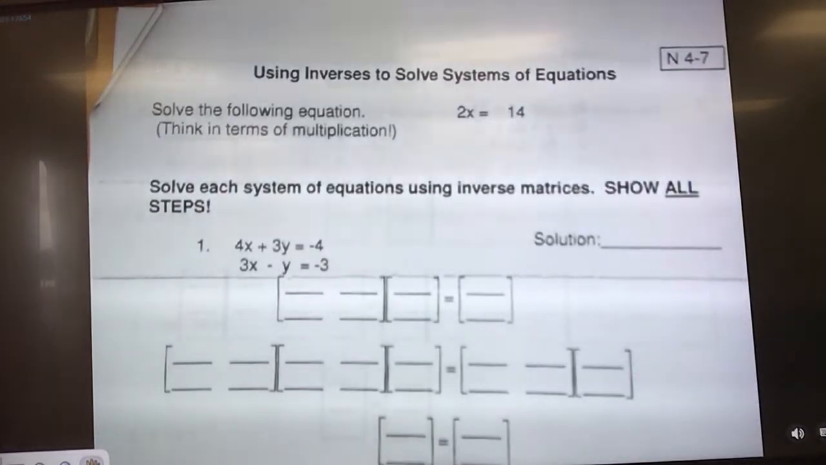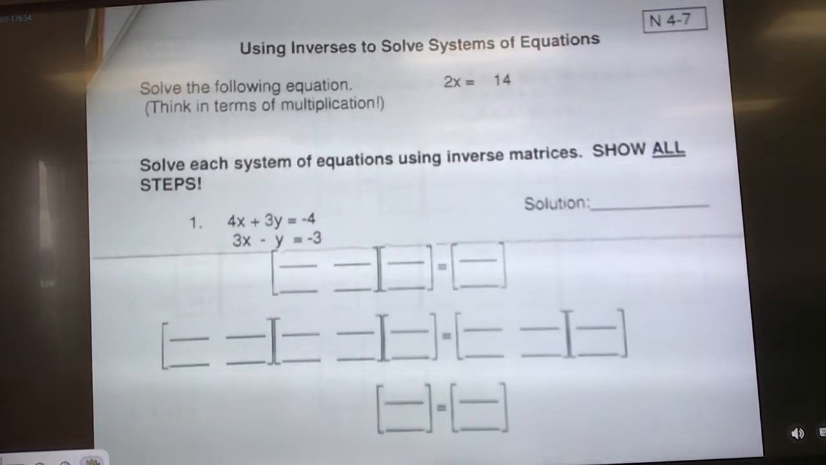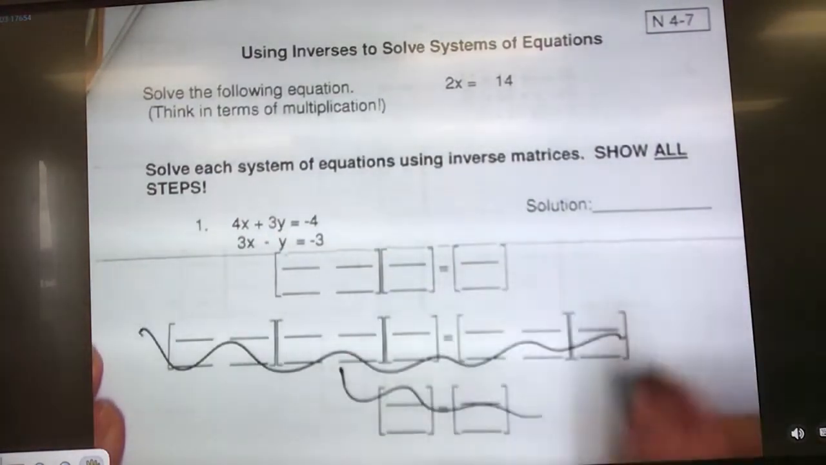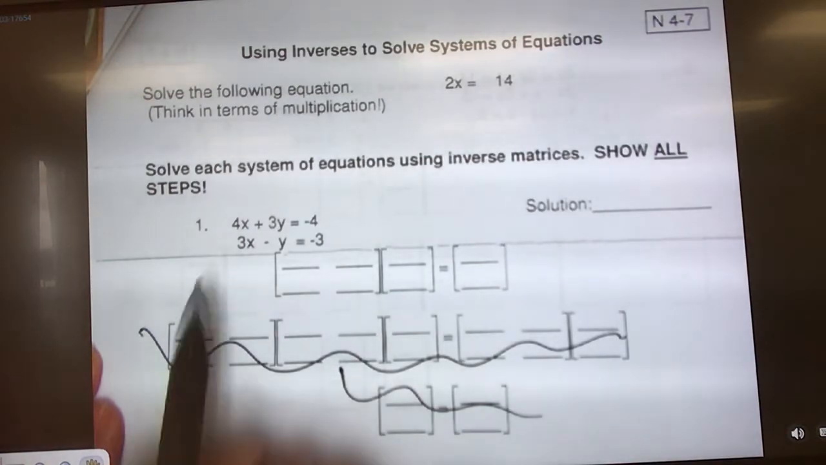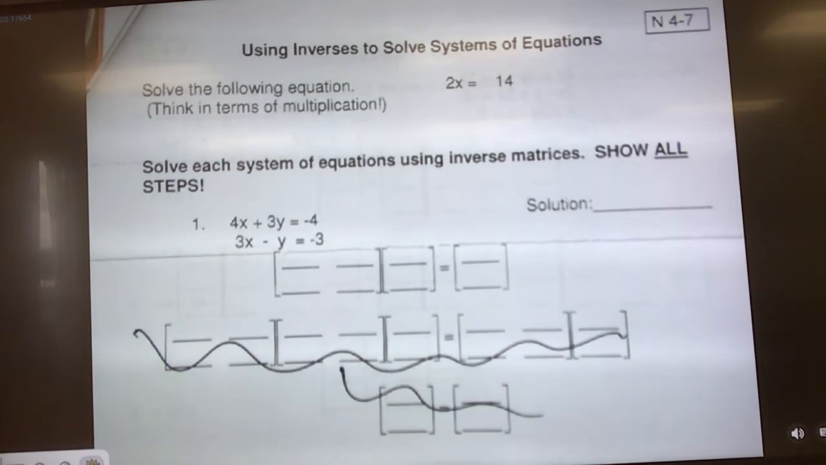Okay, this is notes 4-7, using inverses to solve systems of equations. So the first thing is we don't need any of this stuff here. We want to look at number one and we want to go, okay, is it in ABC order? It has to be in ABC order.